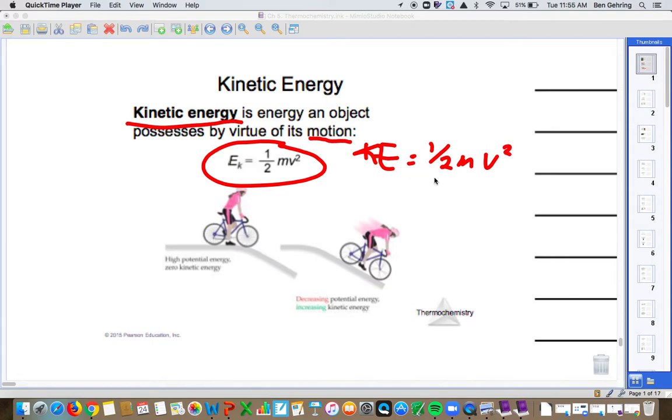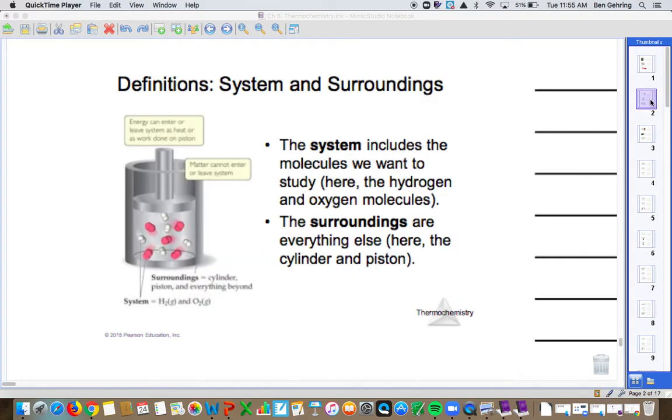A couple really important things here. Your energy is going to be measured in joules, and we're going to look at this in a second. Your mass has to be in kilograms, and v has to be in meters per second. So you're going to end up with joules equal to kilograms times, because it's squared up here, meters squared per second squared, which is the same as a joule. But that is your equation. That's how that looks. And that is kinetic energy, which is the energy of motion.